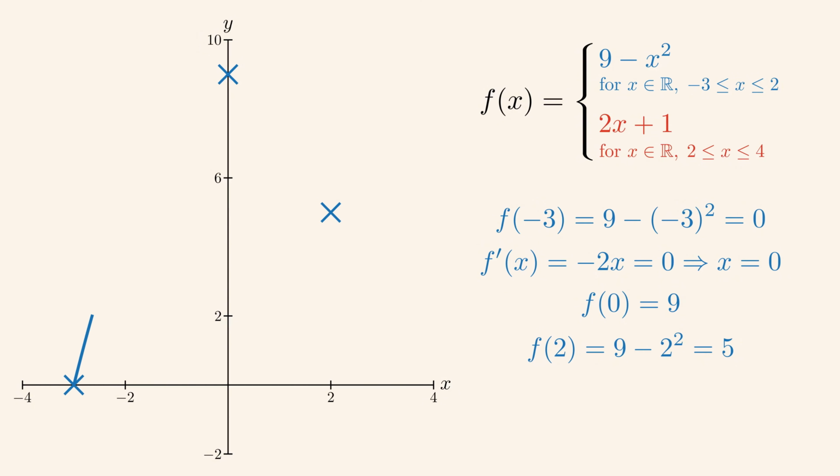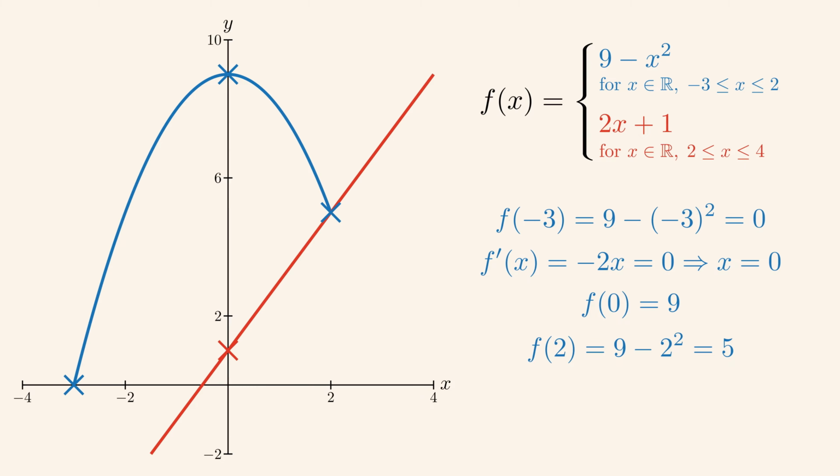Now we can join these markers with a smooth quadratic curve. For the red linear piece, the y-intercept is at 1, so let's draw the line. But we need to remember that this piece also has a restricted domain. Let's remove the crosses to make the graph cleaner.